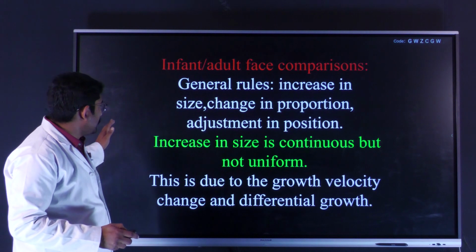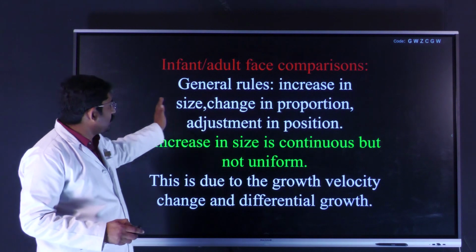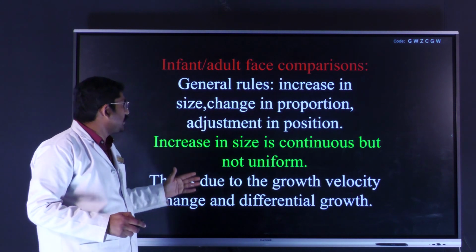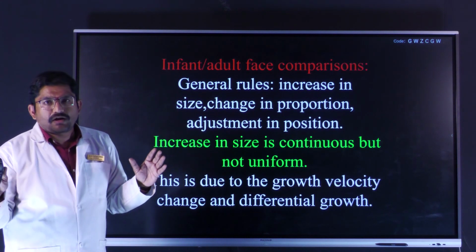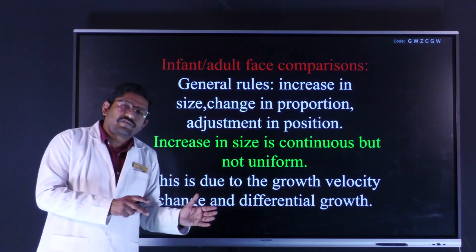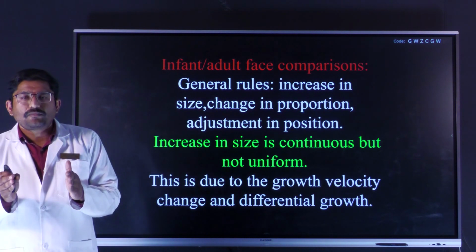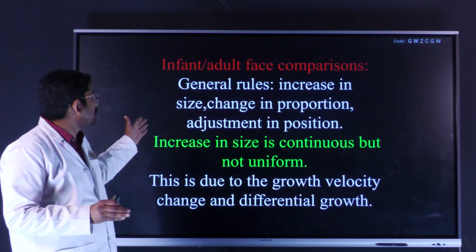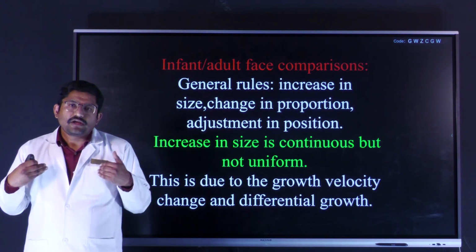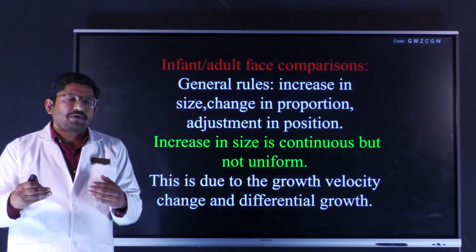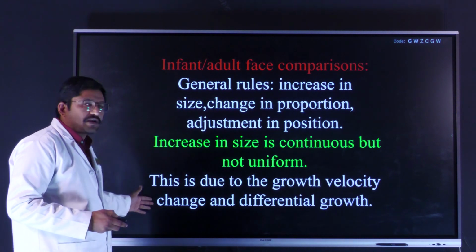So, this slide gives you an idea of the general rules: the increase in size, change in proportion, and the adjustment in position. This is what happens during growth. After the size and shape are attained, the internal factors and the external factors also contribute to the minor remodifications, which can be utilized by the orthodontist in advancing the mandible, sometimes giving orthopedic appliances and so on. This is due to the growth velocity change and differential growth.